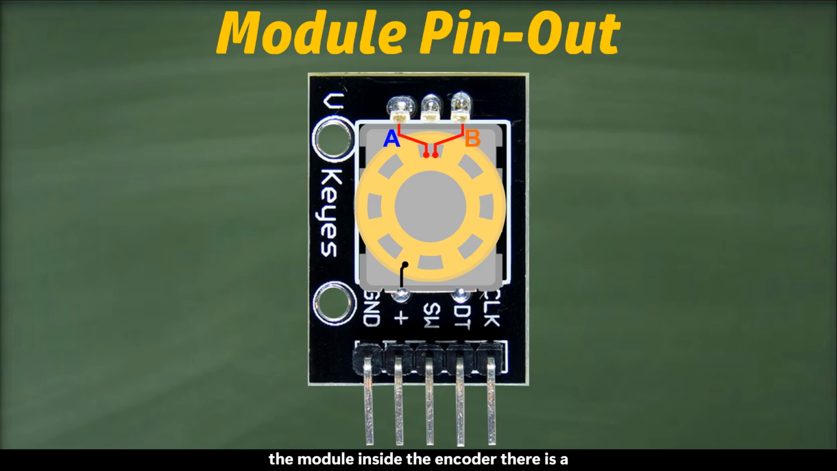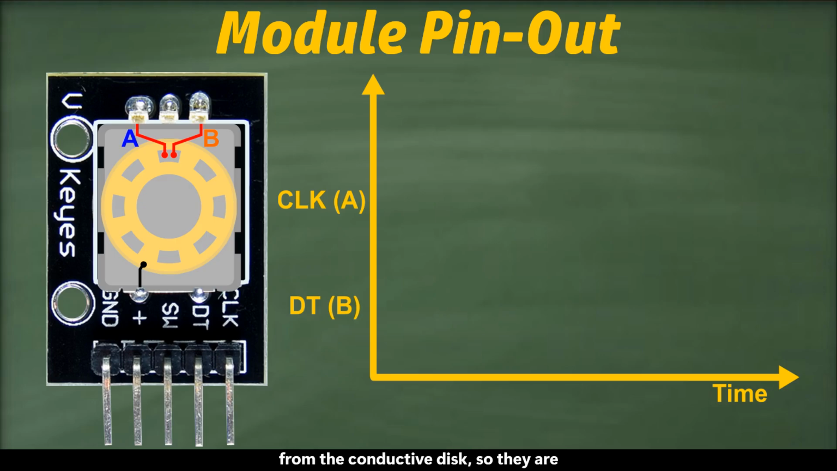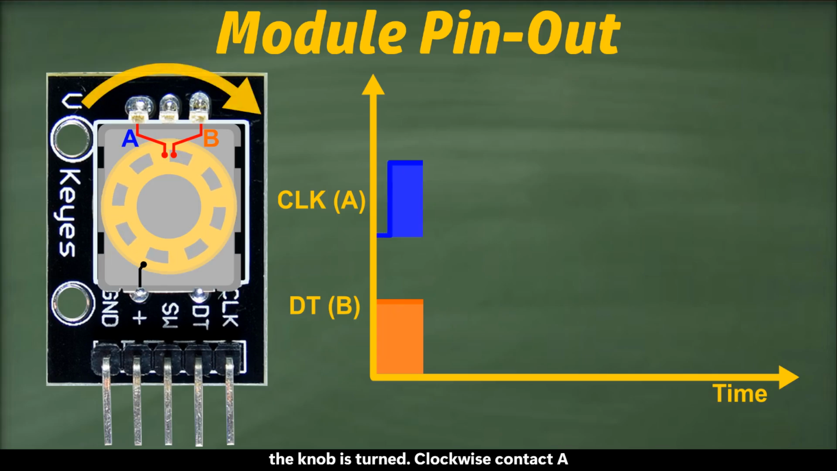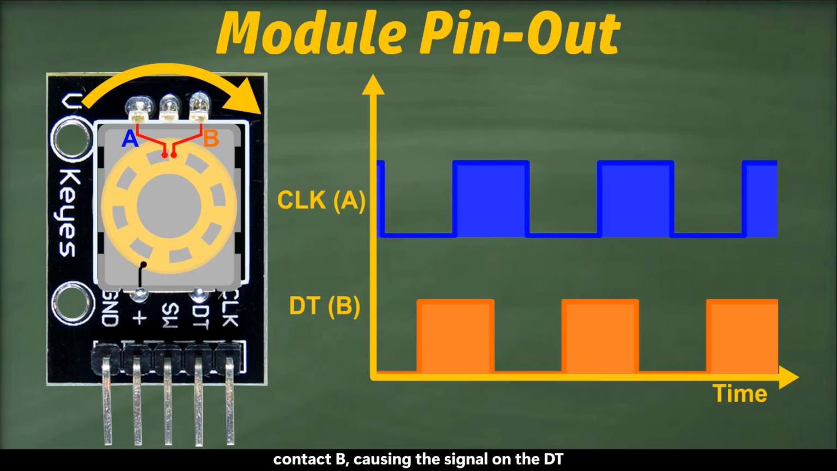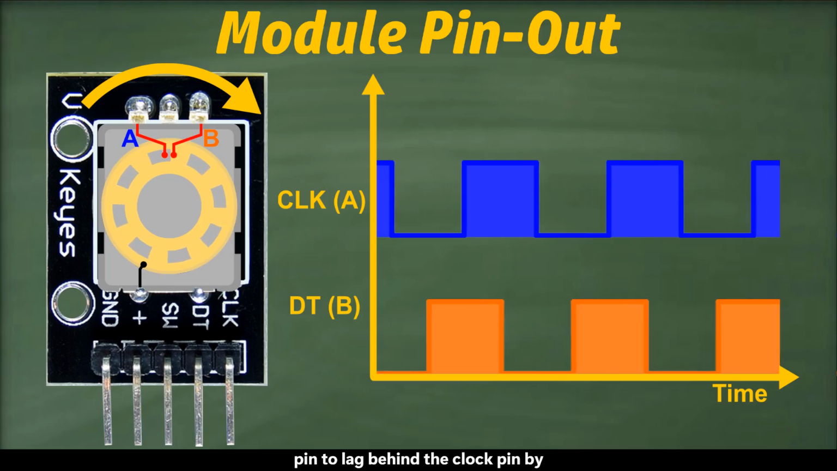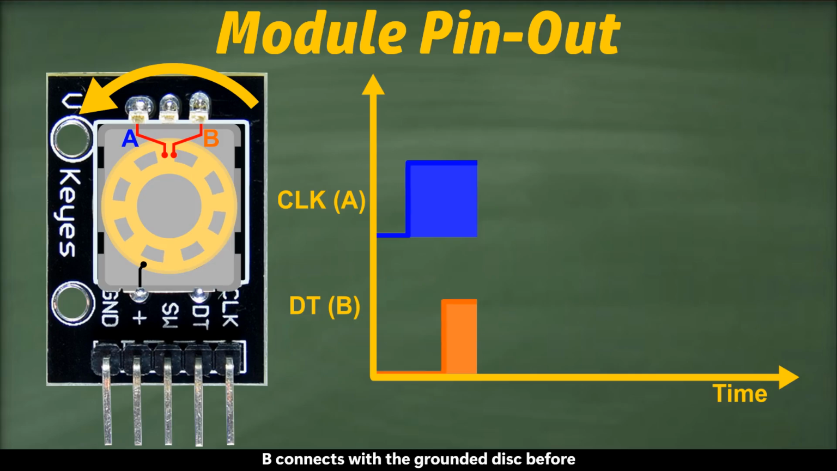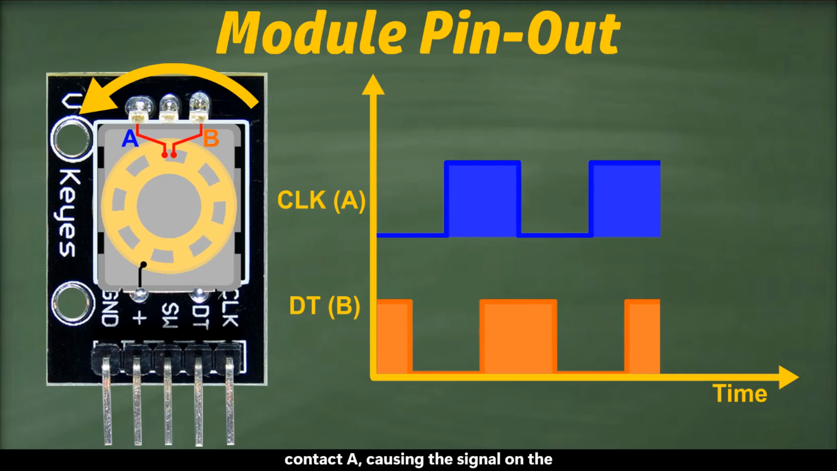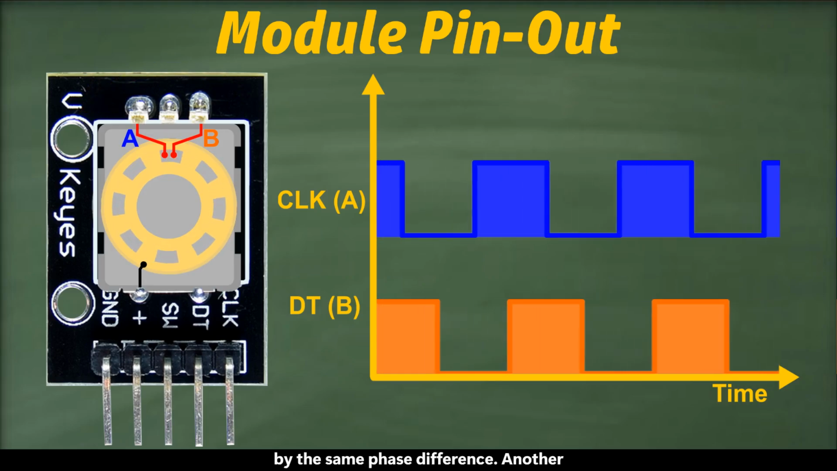Inside the encoder, there is a slotted disc connected to a common ground terminal. 2 contacts, labeled A and B, are connected to the clock and DT pins. Initially, both contacts are disconnected from the conductive disc, so they are pulled high through the resistors. When the knob is turned clockwise, contact A connects with the grounded disc before contact B, causing the signal on the DT pin to lag behind the clock pin by 90 degrees or a quarter cycle. Conversely, when the knob is turned counterclockwise, contact B connects with the grounded disc before contact A, causing the signal on the clock pin to lag behind the DT pin by the same phase difference.